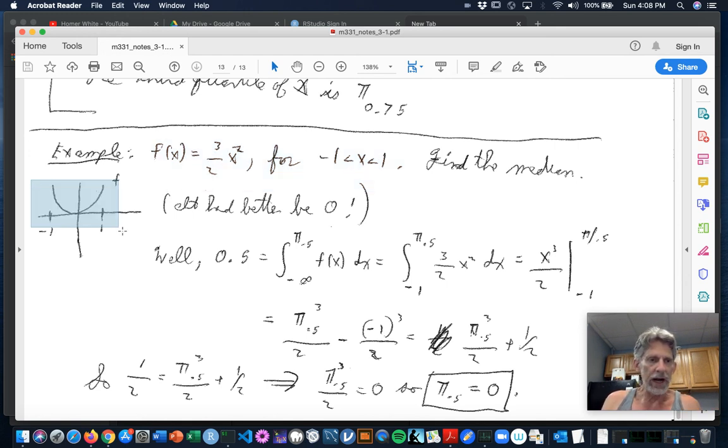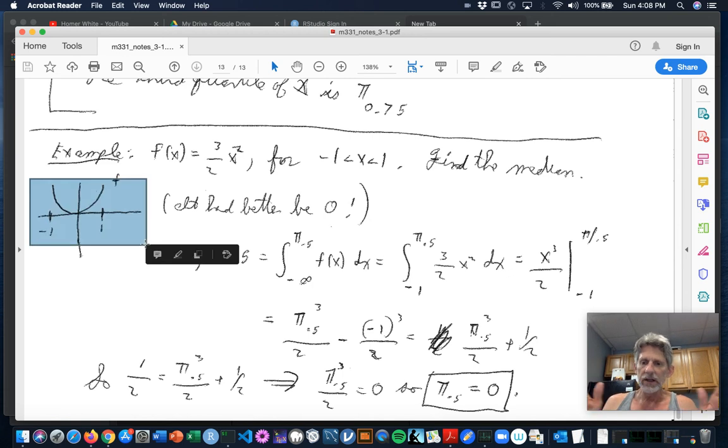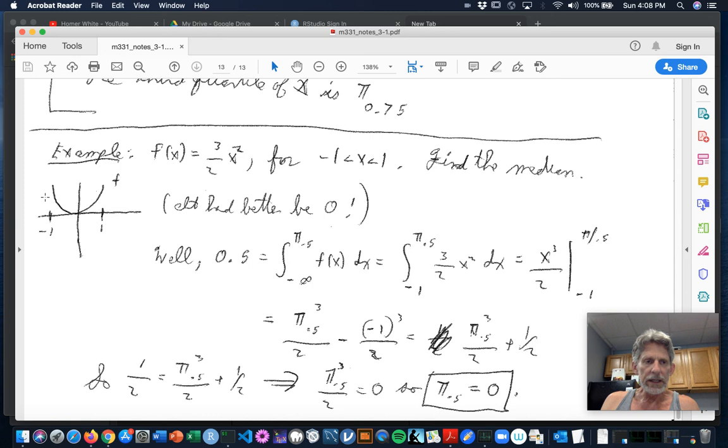So looking at the graph of little f, it is symmetric around 0. And so if I want the median, I want the number so that half the area is before that number. Well, the shaded area under the curve here has to be the shaded area under the curve here by the symmetry. So that median had better be 0. If I don't get that at the end of this computation, I know there's a mistake somewhere. But let me do the computation.